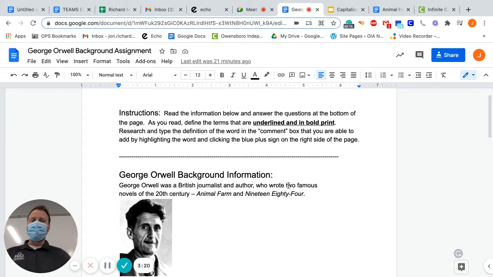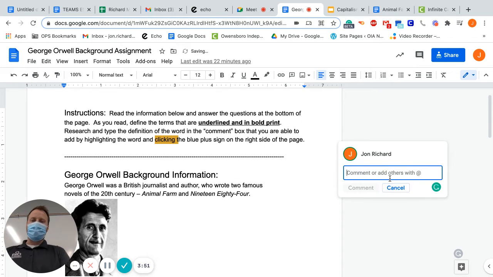So as you read, define the terms that are underlined and in bold print. Research and type the definition of the word in the comment box that you are able to add by highlighting the word and clicking the blue plus sign on the right side of the page. So if you're looking at me on this document, click over to the Google Meet if you don't know how to do this, but you highlight the word, and then whenever you highlight the word, a blue plus sign will pop up, and that's where you add the comment, and you can add the definition over there.